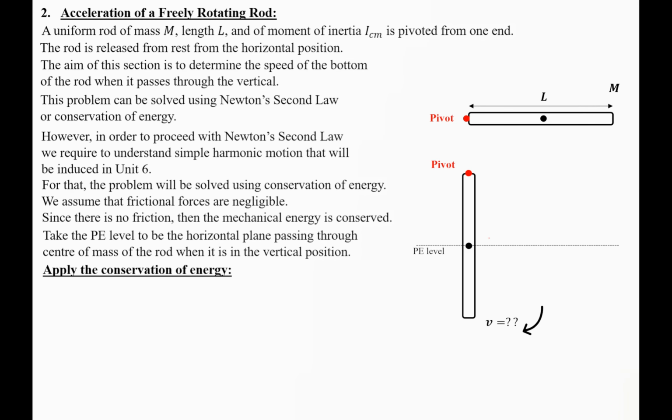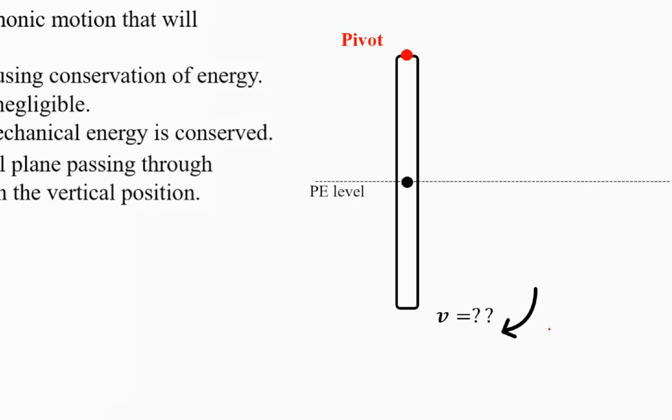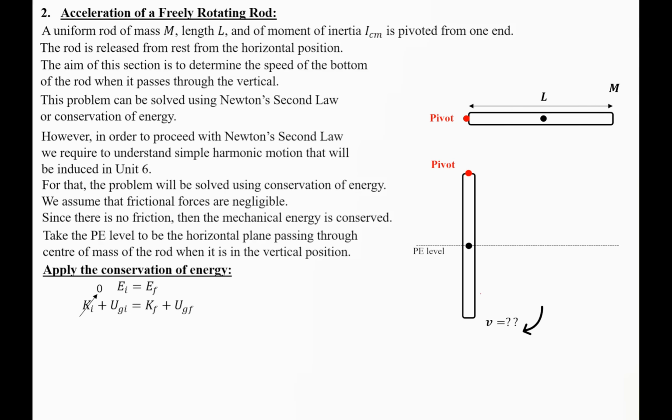And now we're going to apply the conservation of energy. Energy initial is equal to energy final. Kinetic plus gravitational initial is equal to kinetic plus gravitational final. Because it's released from rest, the initial kinetic energy is 0. And at the vertical position, in which we wish to determine the speed of the bottom of the rod, we assume that the center of mass passes through the P level, so that would be 0. And that would be given by mgL over 2.